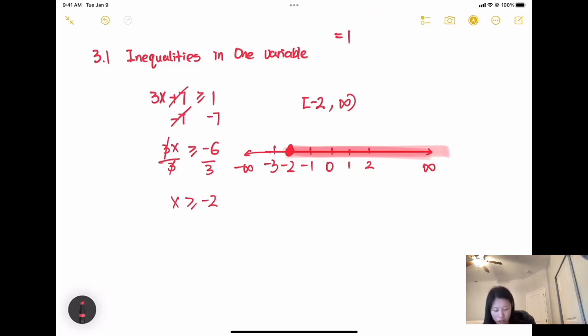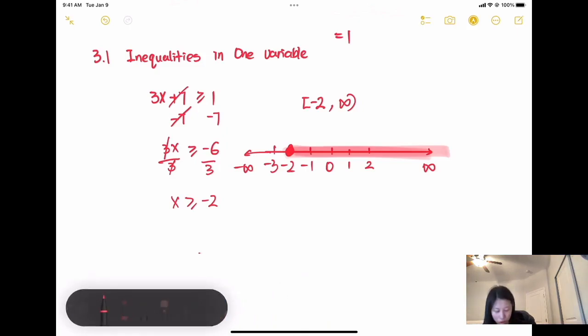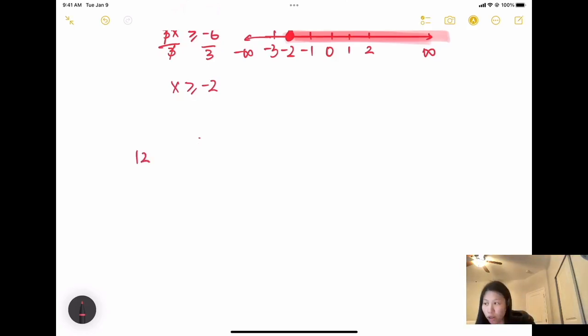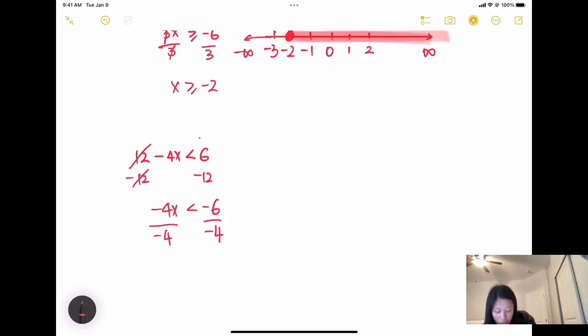So now let's try another example. I'm going to use red, that's fine. Here's another example where we need to reverse the sign. I have 12 minus 4x less than 6. To do this one, we need to subtract 12 on both sides. So we have negative 4x less than negative 6. And now we have a negative 4, so we want to divide by negative 4 on both sides.